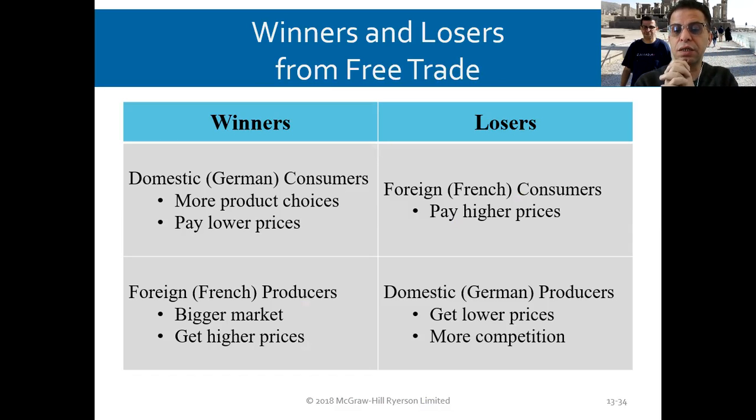The loser side is the foreign consumer, the French people, because now the supply of wine went down, and when it went down, the price goes higher. And the other side is the domestic producer in Germany, because now they have a cheaper wine coming from France. So the price got lower. And also, there's more competition, so they have to improve their wine. So these are the winners and the losers. The first part is the German consumers are winners, and the French producers. The loser side is the French consumer, because the price went high, and the German producers.